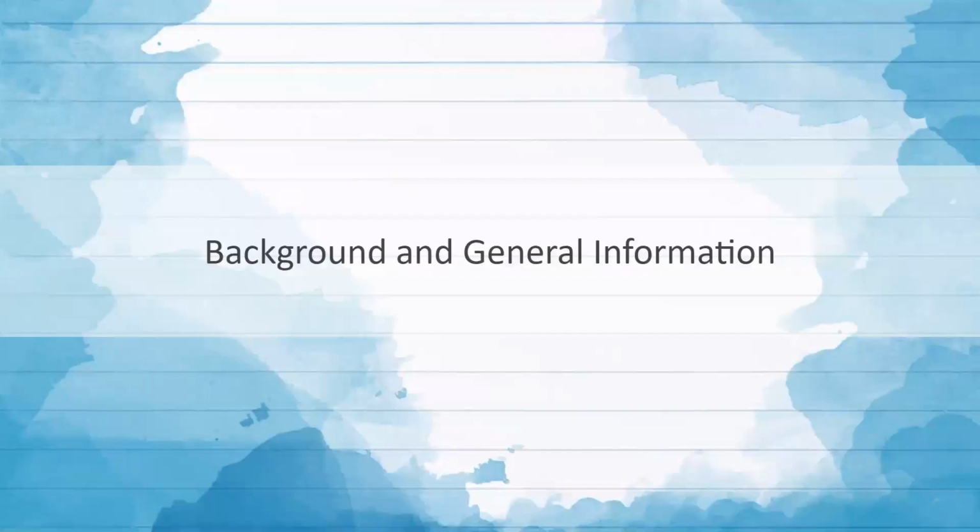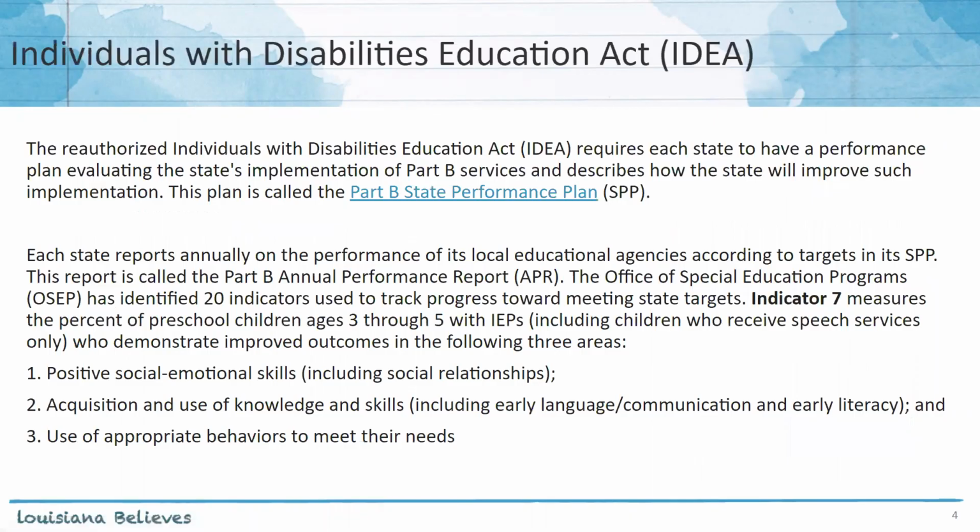Let's start by reviewing background information for the OSEP license. The Reauthorized Individuals with Disabilities Education Act requires each state to have a performance plan evaluating the state's implementation of Part B services and describe how the state will improve such implementation. Each state reports annually on the performance of its local educational agencies according to targets in its SPP. This report is called the Part B Annual Performance Report.